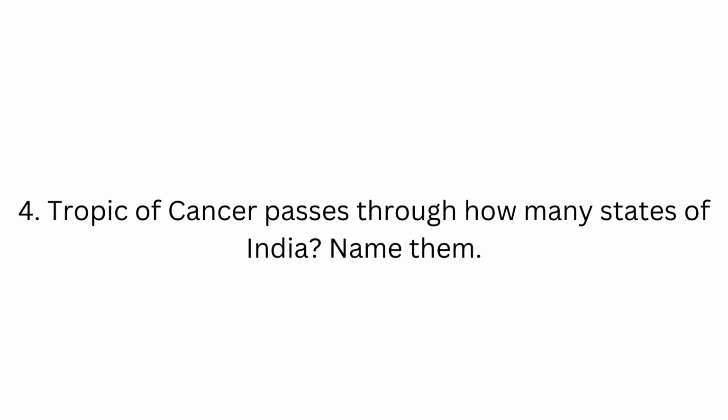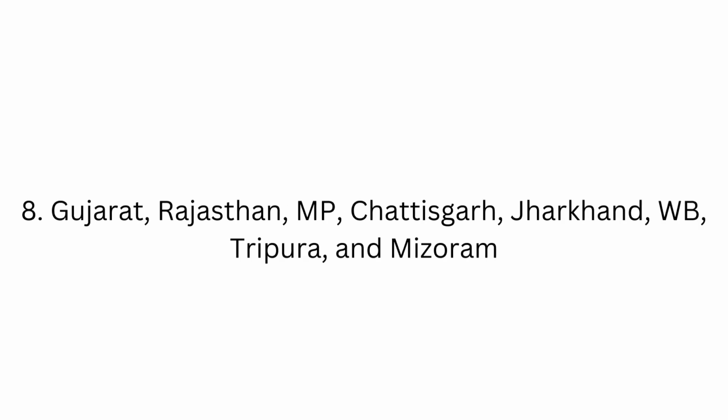Moving to the fourth question, Tropic of Cancer passes through how many states of India? Name them. And the answer is a total of 8 states through which the Tropic of Cancer passes, and the states are Gujarat, Rajasthan, Madhya Pradesh, Chhattisgarh, Jharkhand, West Bengal, Tripura, and Mizoram.